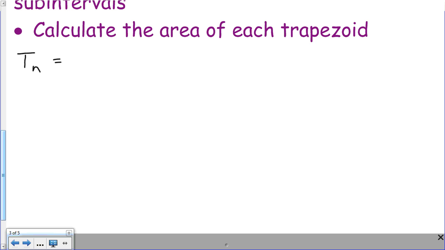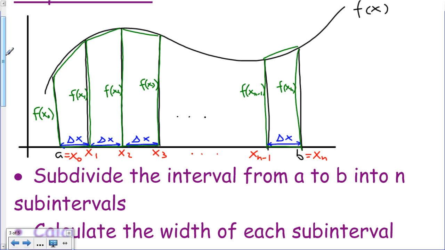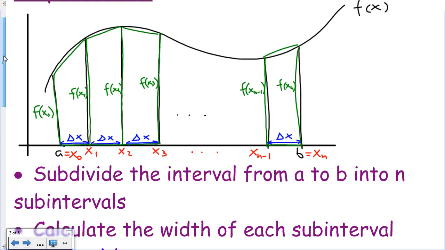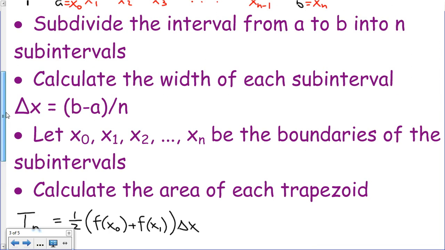So let's calculate the area of that very first trapezoid there. Scroll back up here. It has a base of f of x sub 0 on the left, a base of f of x sub 1 on the right, and a height of delta x. So the area of that very first trapezoid is 1/2 times f of x sub 0 plus f of x sub 1, times delta x. There's the area of that first trapezoid, one down. Move on to the next trapezoid.